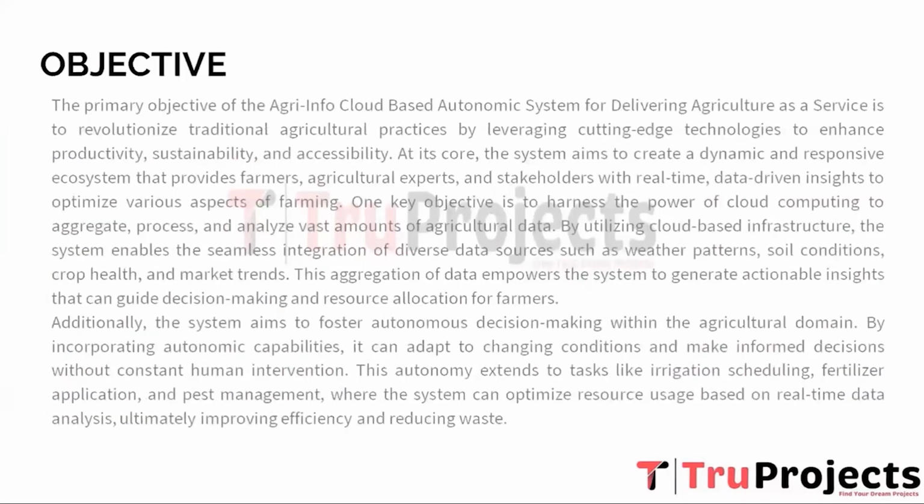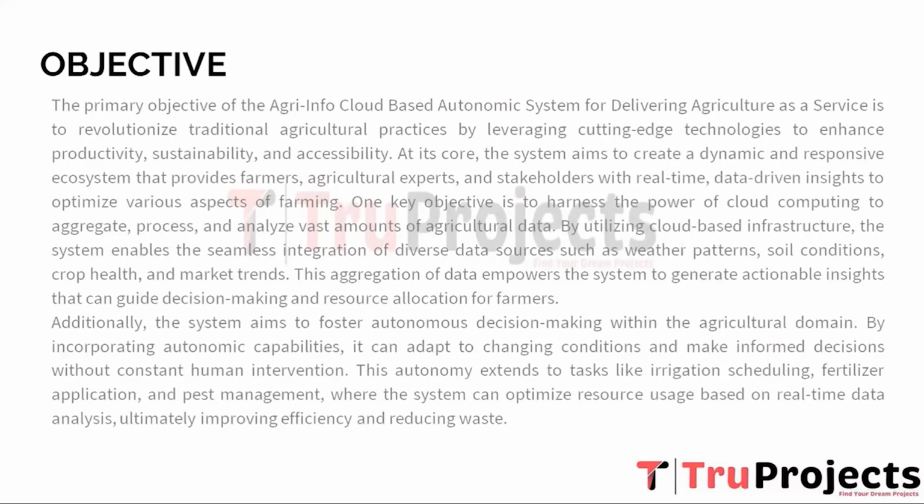The aim of this project is to transform agriculture into a data-driven, autonomous and accessible domain. By capitalizing on cloud computing, autonomy and service-oriented approaches, the system aims to enhance agricultural practices, optimize resource utilization, and contribute to sustainable farming practices that address the challenges of modern agriculture in an increasingly dynamic world.